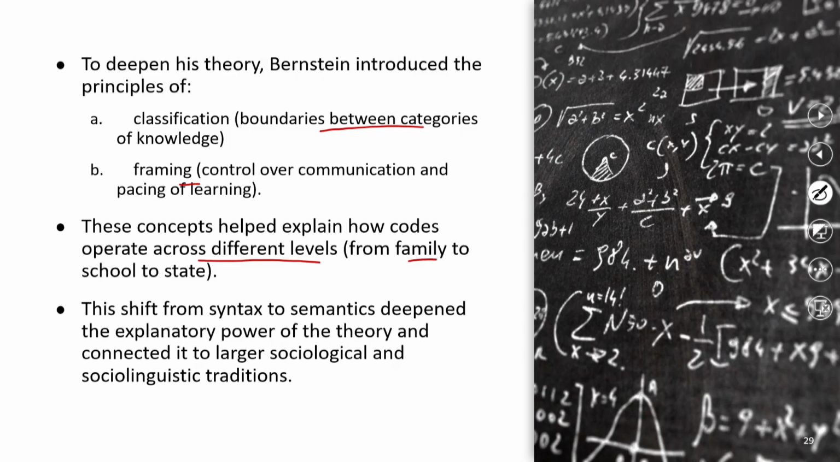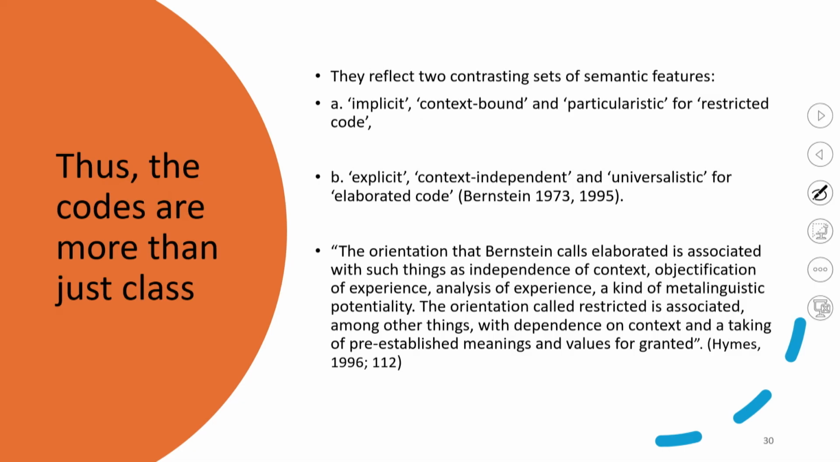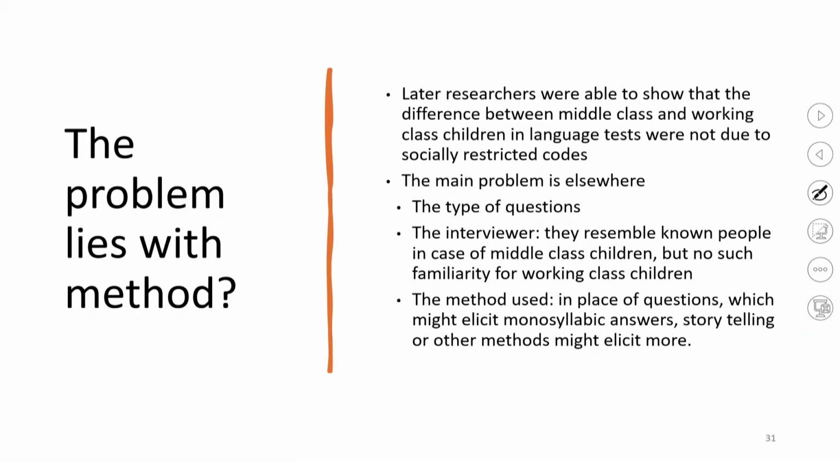So, this shift from syntax to semantics deepened the explanatory power of the theory and connected it to larger sociological and sociolinguistic traditions. Thus, the codes are more than just class, they reflect two contrasting sets of semantic features. On the one hand you have implicit, context bound and particularistic, versus explicit, context independent, universalistic and so on. That is how there was a shift. So, it is not just about class, it is about how you position yourself.